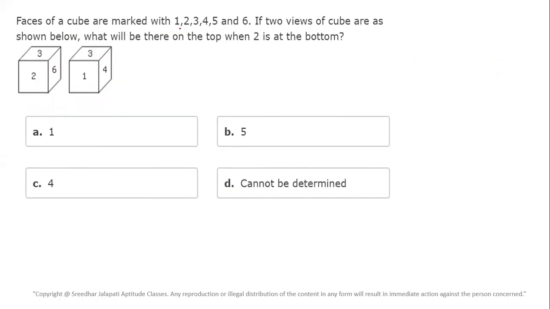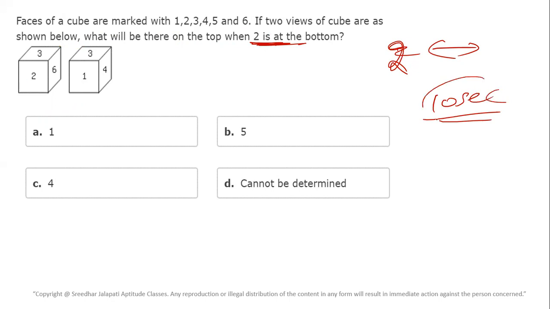Faces of a cube are marked with number 1, 2, 3, 4, 5, 6. If two views of cube are as shown below, what will be there on the top when 2 is at the bottom? Nothing but you're asked to find the face opposite to 2. So 10 seconds. Your time starts now.